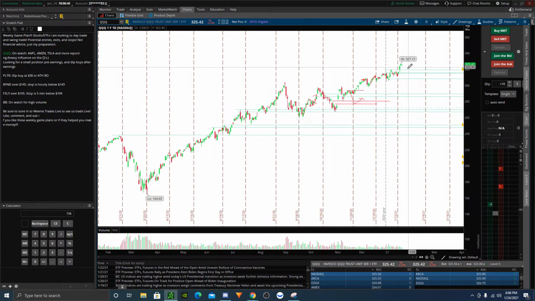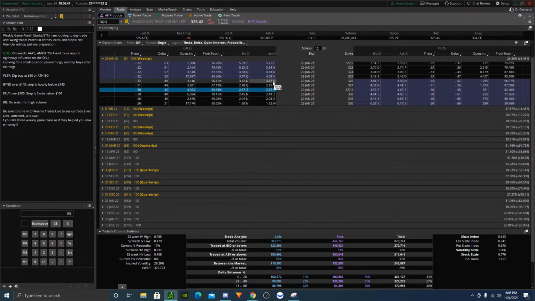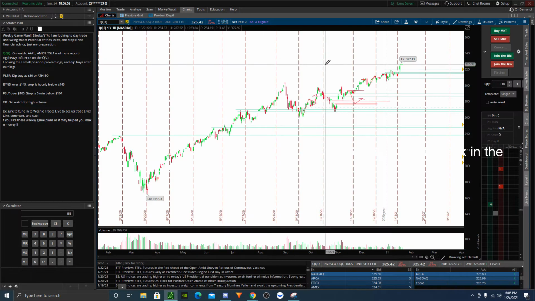So I'm going to have a small little starter position on the QQQ. I might open up a wide debit spread, you know, buying a call and selling a call. Be sure to ask questions on that at Weenie Trades or Weenie Trades Live in the comments below.